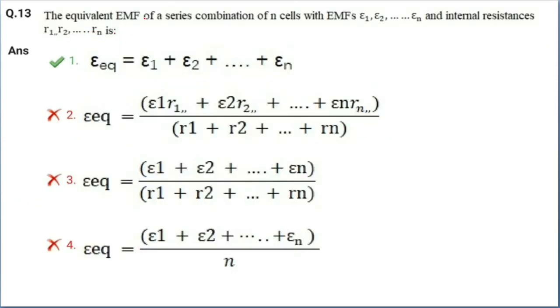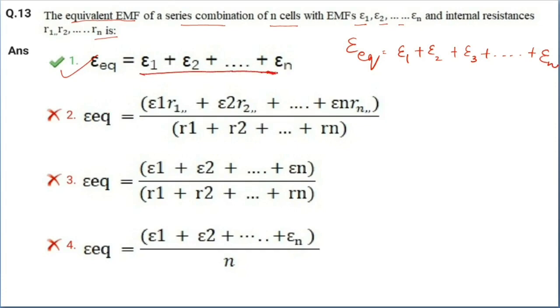Okay. Next, question number 13. The equivalent EMF of a series combination of N cells with EMF E1, E2, up to En and internal resistances R1, R2 up to Rn is. What is asked here? Equivalent EMF. We have to calculate the equivalent EMF. Different EMFs are given for N cells: E1, E2, E3, E4, like that up to En. So the equivalent EMF, E equivalent, is equal to E1 plus E2 plus E3 up to En. And this is given in the first option. Equivalent EMF is equal to E1 plus E2 plus up to En.